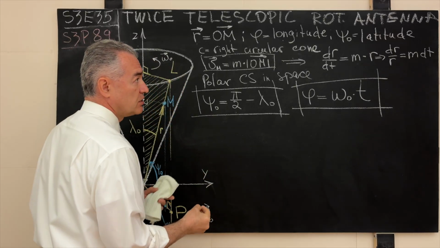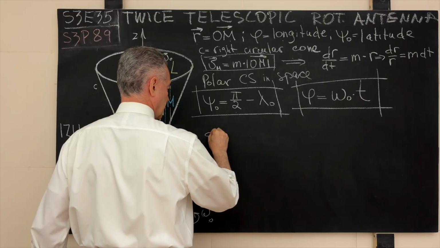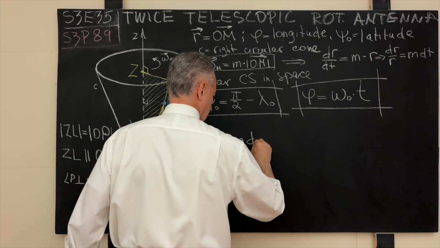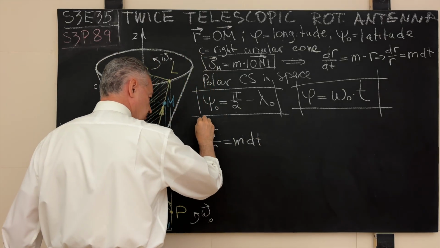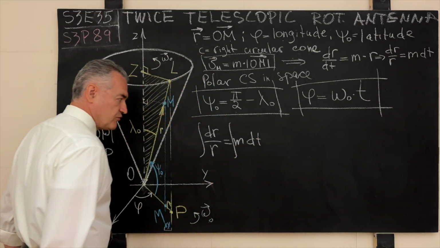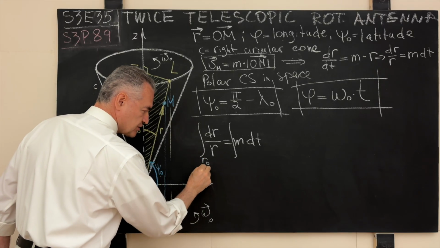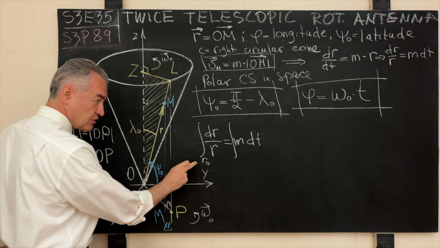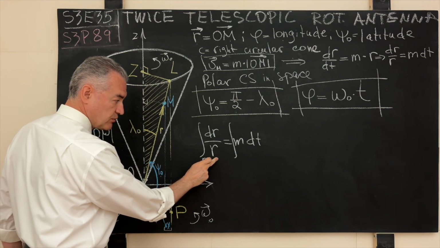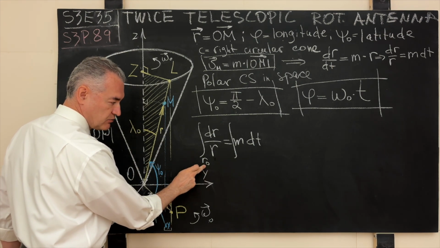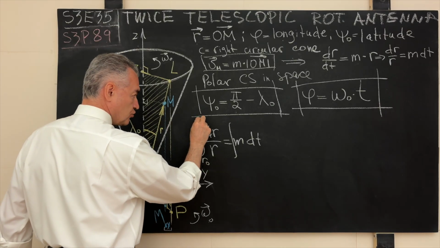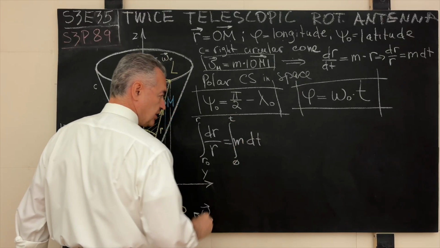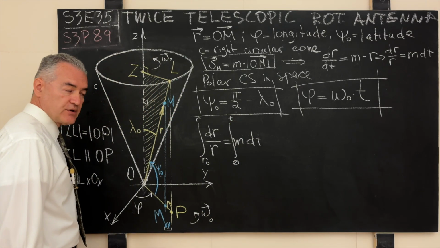So we take our equation dr over r is equal to m dt. We integrate both sides of this equation from the initial radial displacement of the point M from the origin, r0. Think about it, why we really cannot integrate from 0, then to the current one, and then time-wise from 0 to t. Now these integrals are more than straightforward.